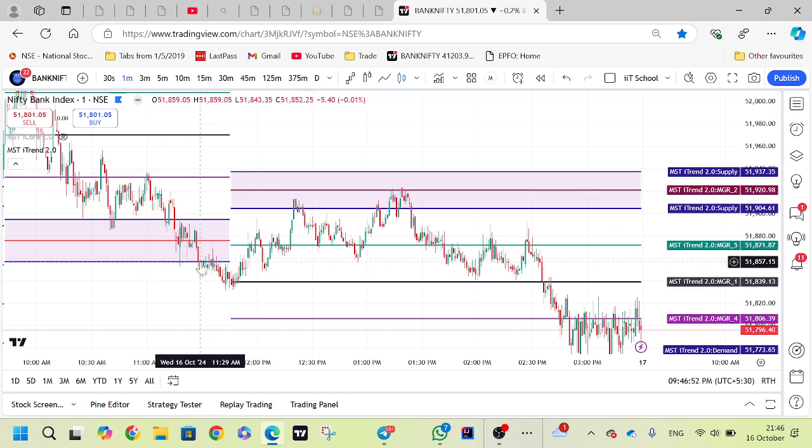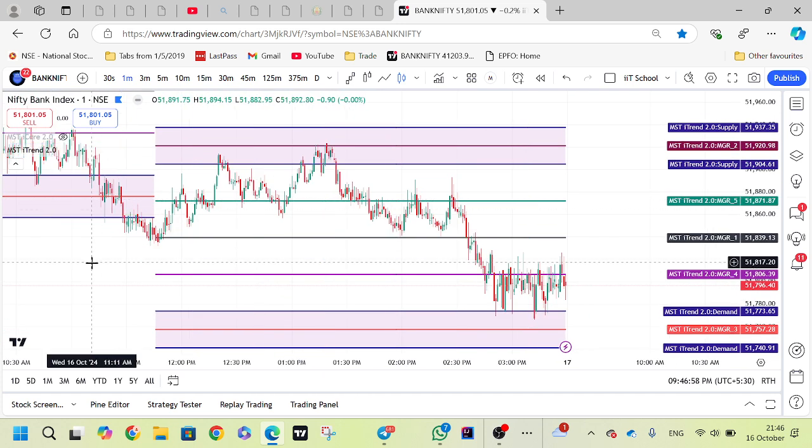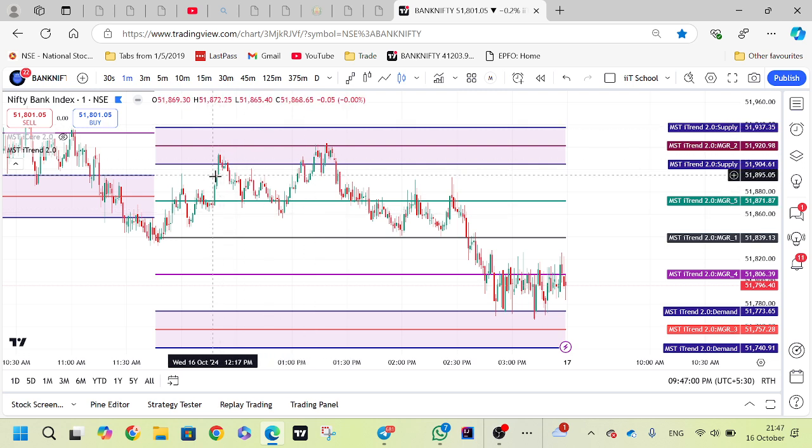Then here only we are taking this entry and this entry. Then another zone will be formed. Once one zone is closed, another zone will be formed. So here we have to wait for the entry.